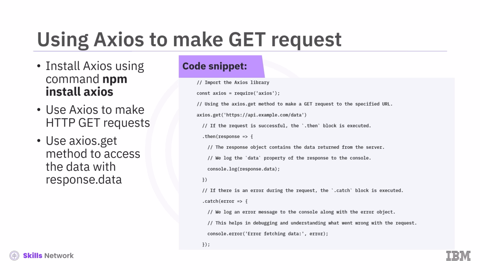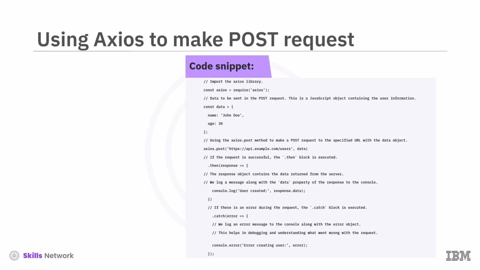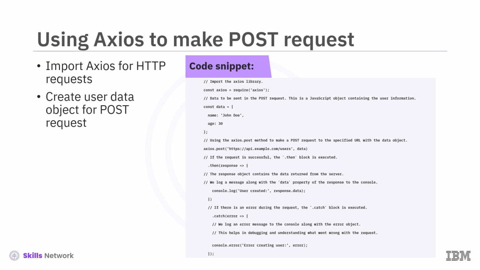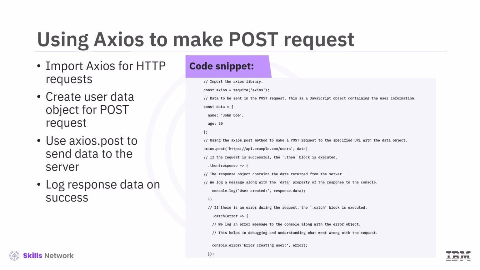Now it's time to learn how to use Axios to make a POST request. Let's look at a code snippet that demonstrates how Axios makes HTTP POST requests and handles responses and errors. This code imports Axios for HTTP requests and creates user data object for POST request. By using Axios.post function, this code sends data to the server. Finally, it logs response data on success and error message on failure.